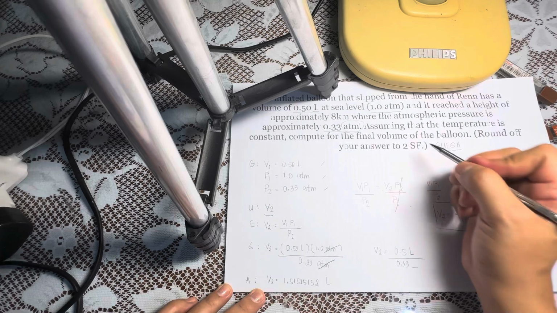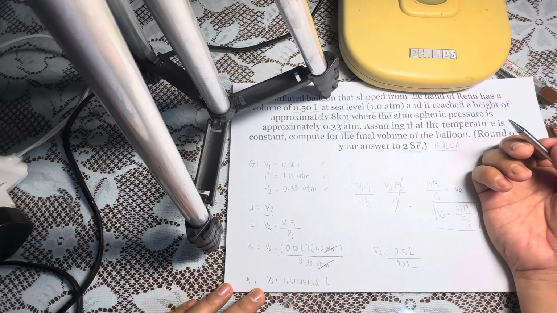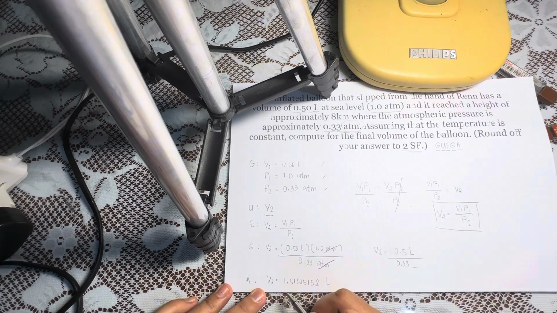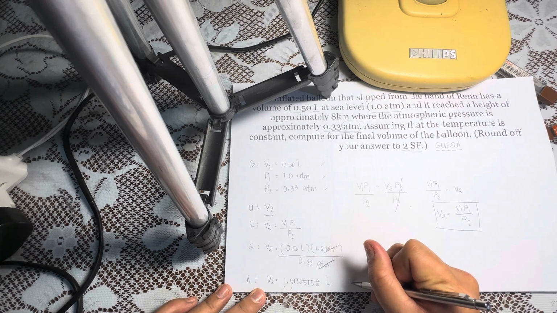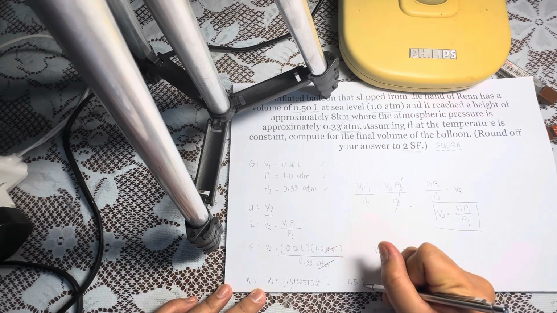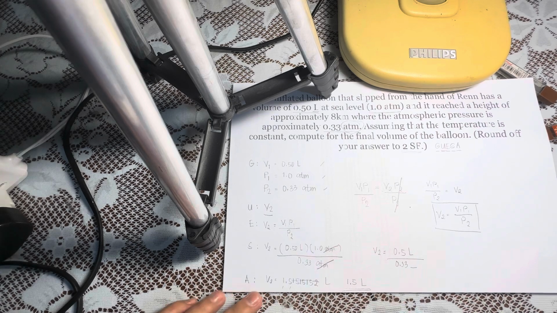But this problem is just asking you to write or round off your answer into two significant figures. Two significant figures, so we have 1, 2. And then you drop everything na. Okay. So, your final answer then is 1.5 liters. Or your final volume. Okay.